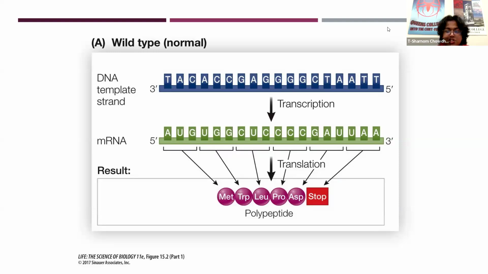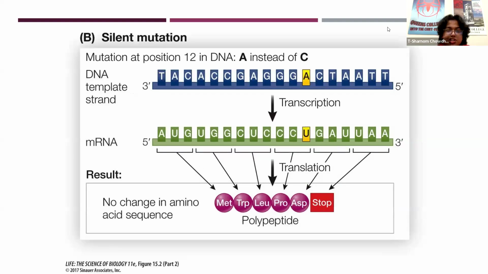Wild type, as I mentioned before, is your normal. That's just what's typically seen. You have a silent mutation. Once again, an amino acid is specified by three bases, a codon. So an amino acid is made up by three things.